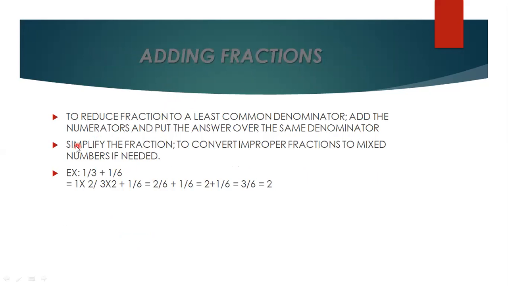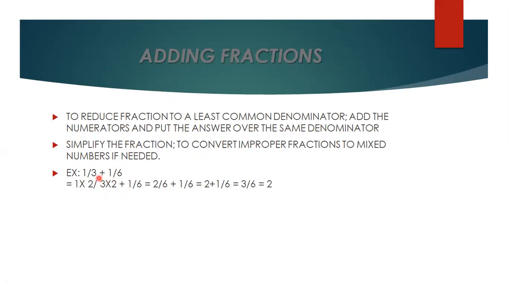Next, adding fractions. Reduce the fractions to a least common denominator, add the numerators and put the answer over the same denominator. Simplify the fraction, and convert an improper fraction to a mixed number if needed. See here, 1 by 3 plus 1 by 6. Here the denominators are different, so you have to take the LCM of 3 and 6. You will get the LCM as 6.